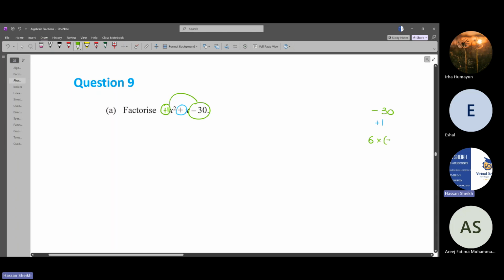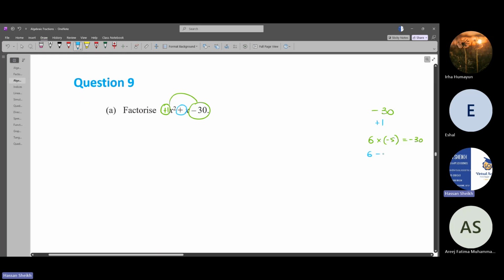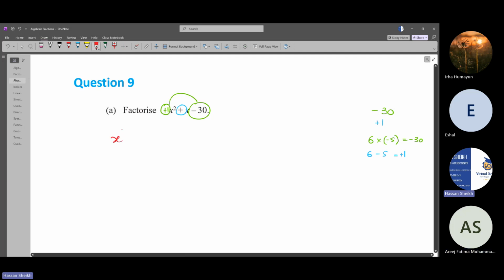+6 multiplied with -5 is -30. And +6 added with -5 is +1. Now we write x squared and -30 as it is, and we split that +1x into +6x and -5x. Do you agree that +6x minus 5x is +1x? Yes. And then we take x common, -5 common, x +6.